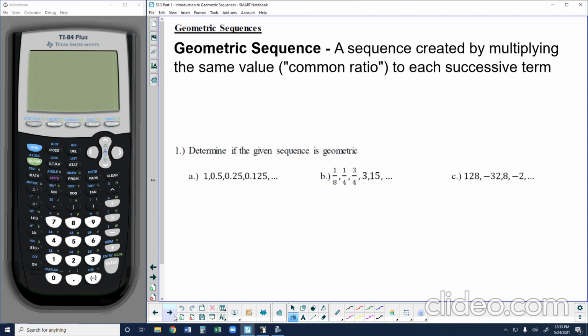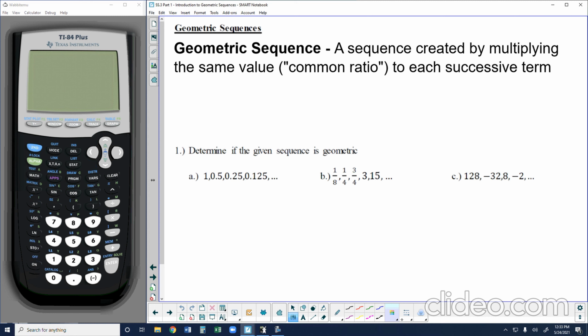We have a definition for a geometric sequence. We just learned about arithmetic sequences, which were sequences in which each term had a common difference, an addition between each term. Geometric sequences are similar. It's a sequence, but it's created by multiplying from one term to the next, or having a common ratio.